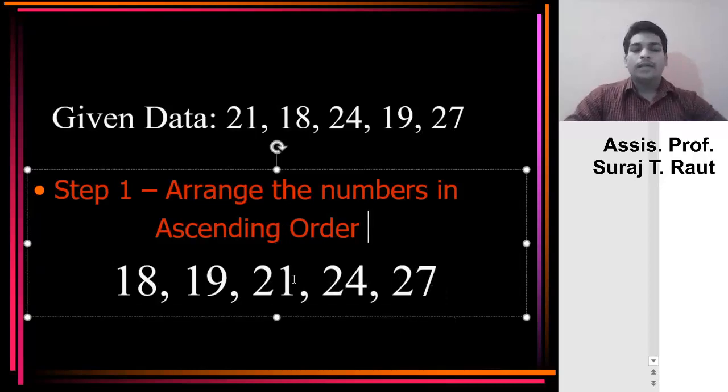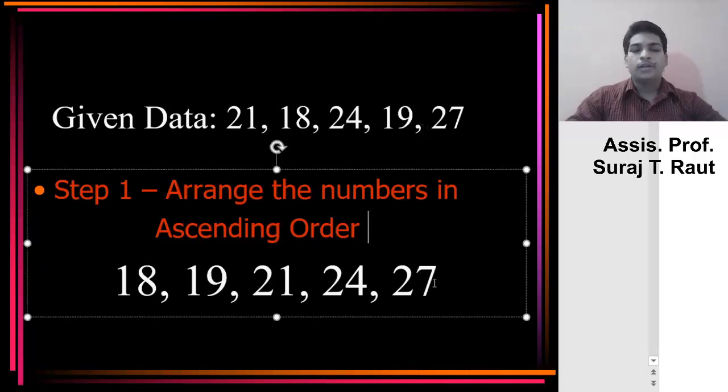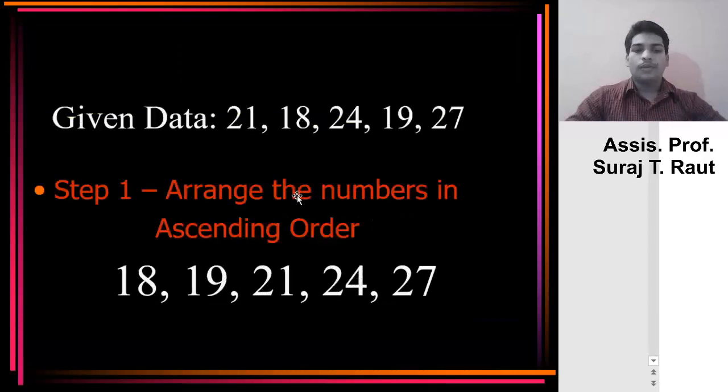And here, how many observations are given? 5 observations are given. Therefore, the value of n is the odd number 5. By our formula, the median is 5 plus 1, meaning 6, upon 2. 6 upon 2 is 3, the third observation. In this data, our third observation is 21, therefore the median is 21.